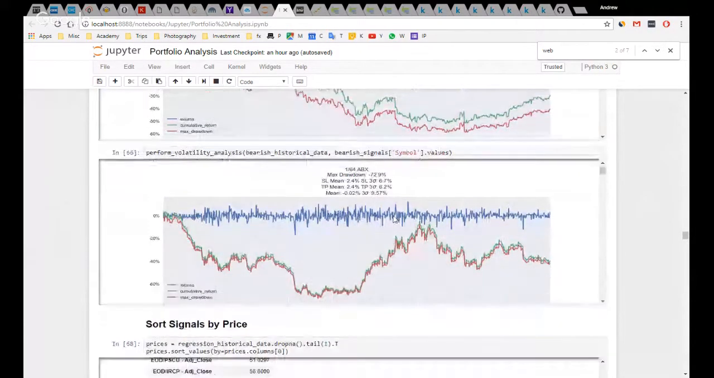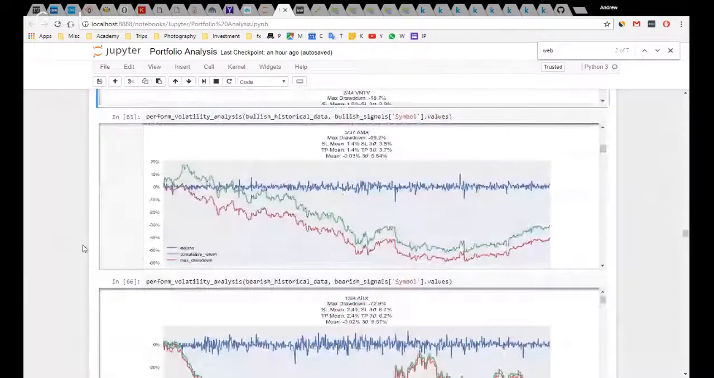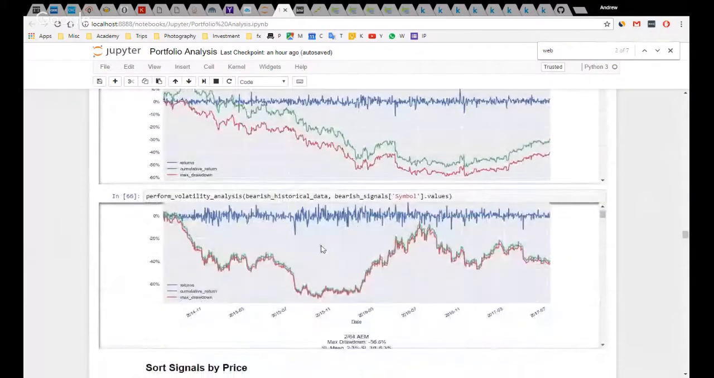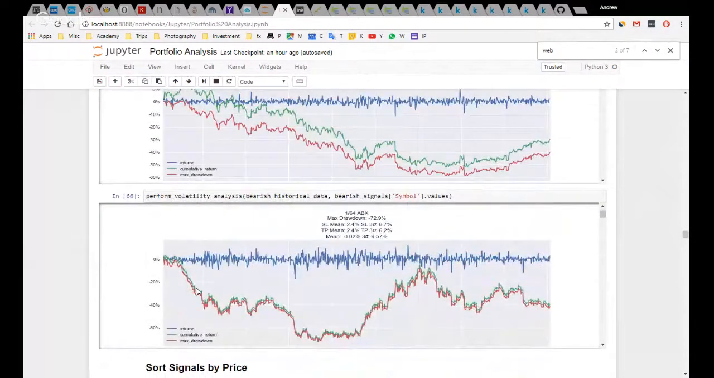About the bearish trading signals, we can see here that for ABX, so far, the max drawdown was more than 70%. And so far, you would lose money. But then again, this is a bearish signal. So if you would sell short this one here, you would actually have made 40% return on capital.